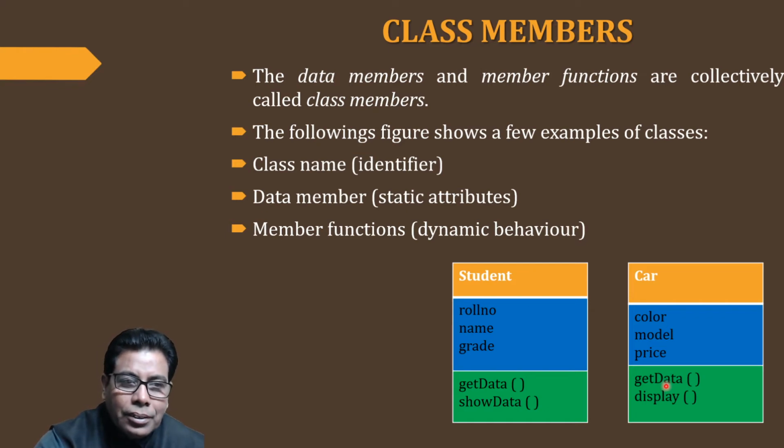So here the data members, they are the static attributes. Then the member functions, they are the dynamic behavior in the class, and the name of the class, that is the identifier for the class.